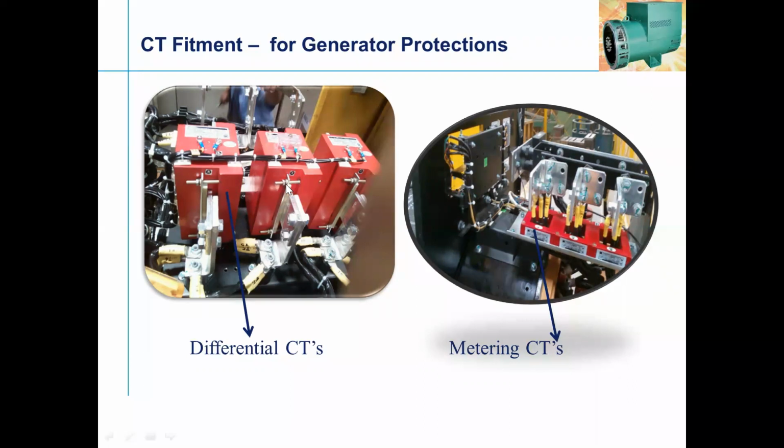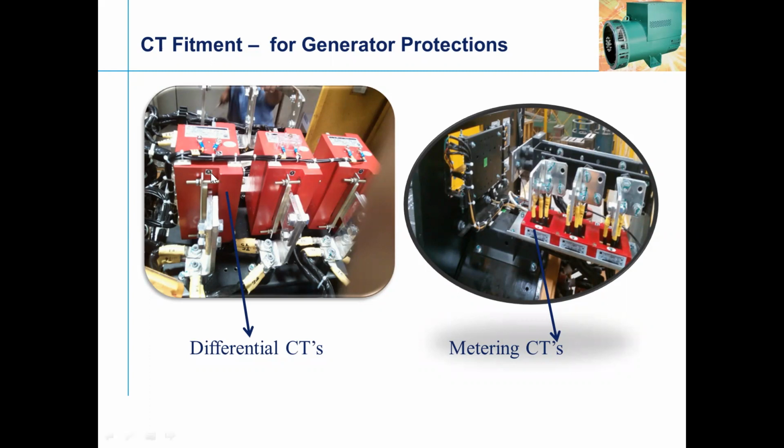This is the differential CT, which is very important. There are two ways to look at the system: one is for the generator safety, another for the human safety. For the generator safety, we do body earthing and more of the winding. If you want to protect a generator from damage due to any surge voltage or surge current, this differential CT is very, very important.